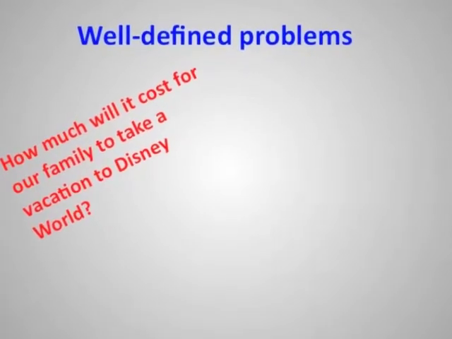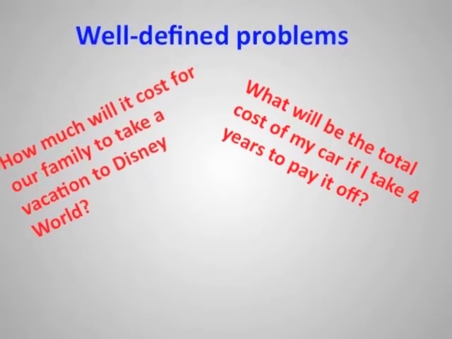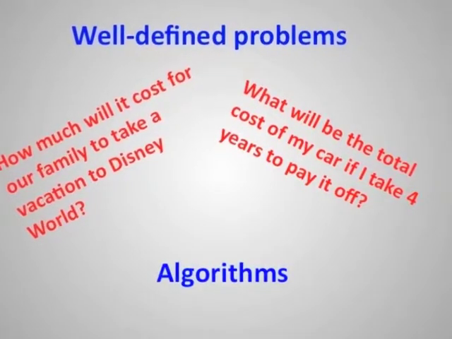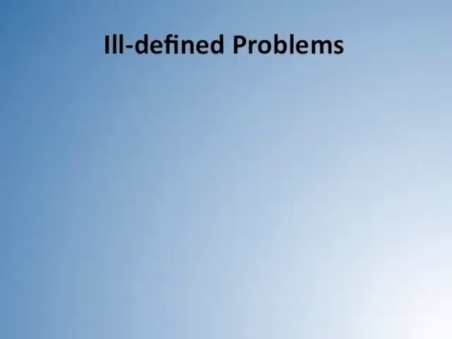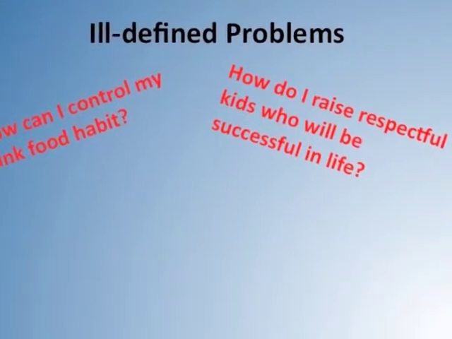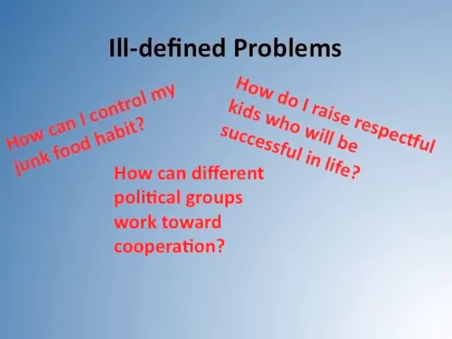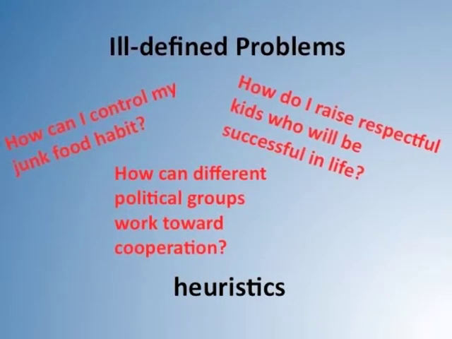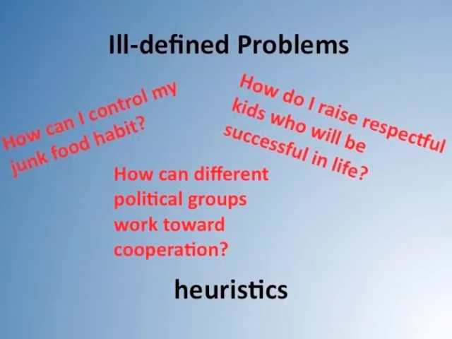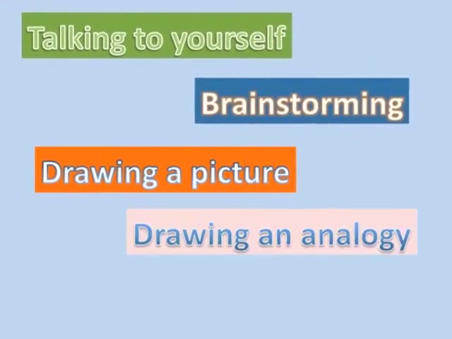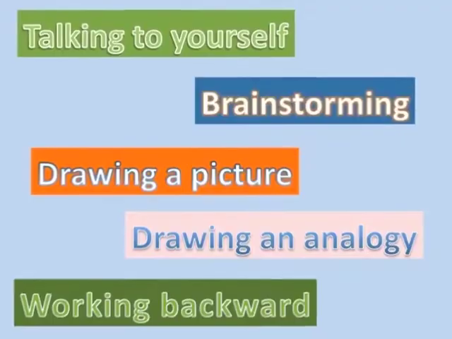Well-defined problems, such as the cost of a vacation or the cost of paying off a car, can be solved by algorithms, which are step-by-step procedures on how to solve a problem. Ill-defined problems, such as how to control a junk food habit, how to raise respectful kids, or how different political groups can work together, can be solved by heuristics, which are general problem-solving strategies that may or may not yield a correct solution. Examples of heuristics include talking to yourself, brainstorming, drawing a picture, drawing an analogy, and working backward.